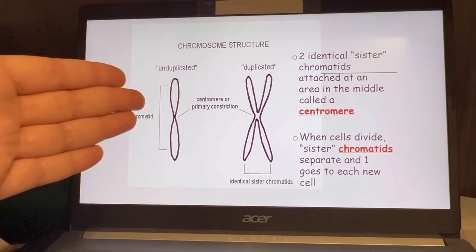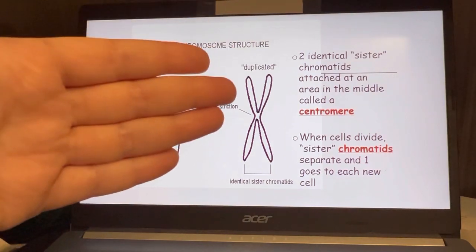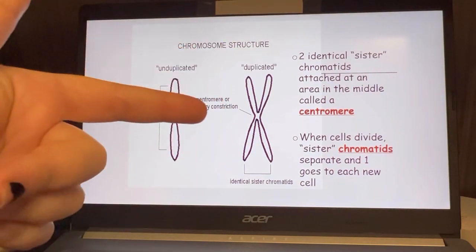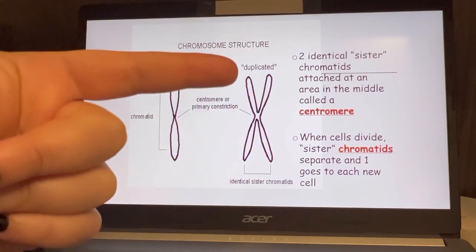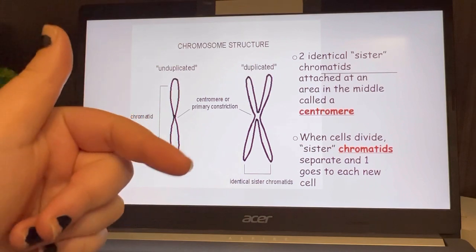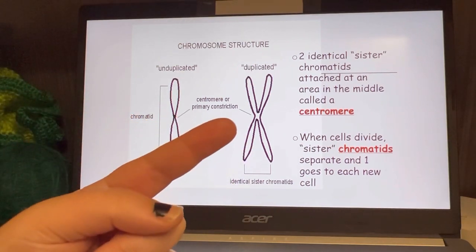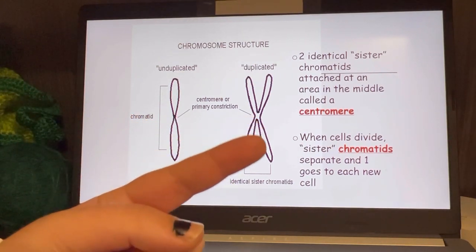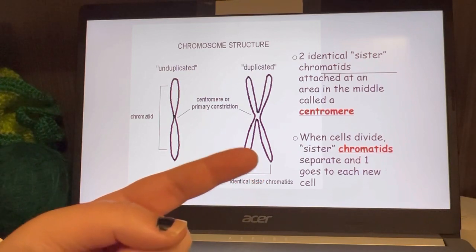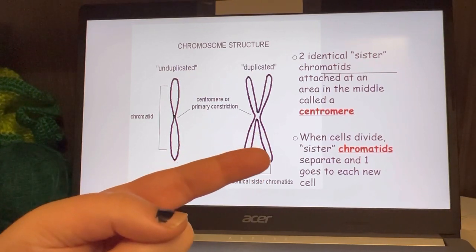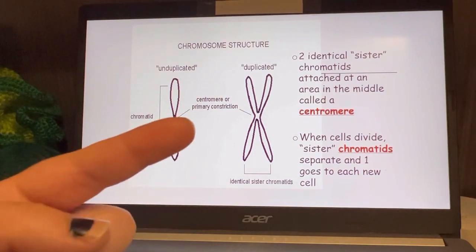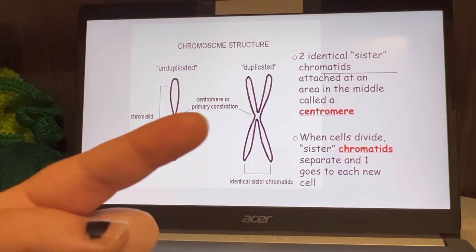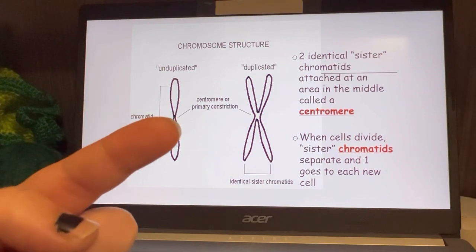So we have an unduplicated one, so our chromatid, or 2 that have been fused together, being duplicate, so identical sister chromatids, which make a chromosome. So 2 identical sister chromatids attach at an area in the middle called a centromere. When the cells divide, sister chromatids separate and one goes into each new cell. Okay, so the center part, don't forget, is called the centromere or primary constriction, basically where they stick together.